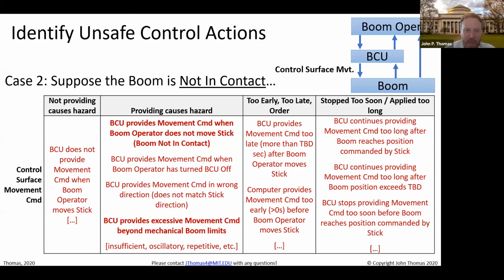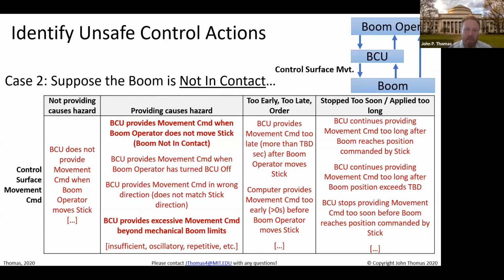We would look at timing. What would make the movement command too late? Well, if it's too late after the boom operator moves the stick, and we could come up with a specific criteria on that. What about too early? Well, if any time before we see a stick movement, that's what might make it too early. What about too long in the last column? Applied too long. Look at the middle UCA there.